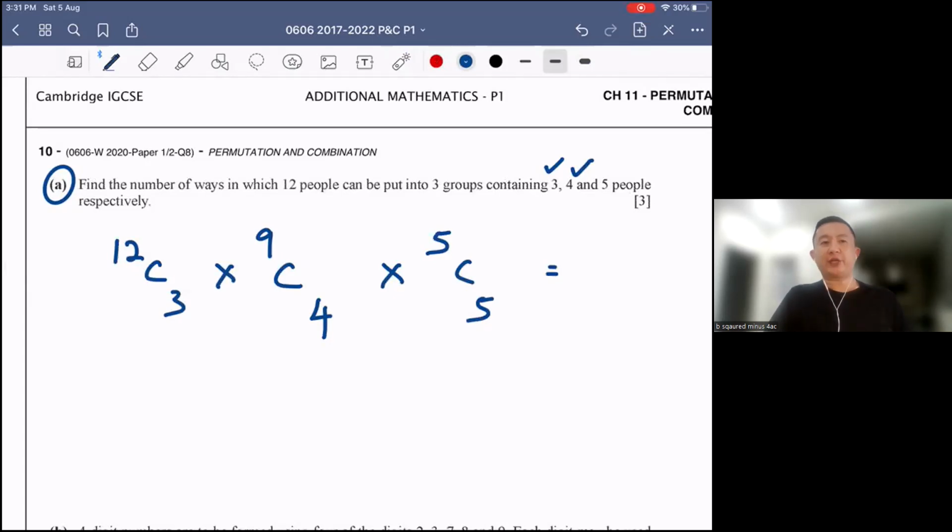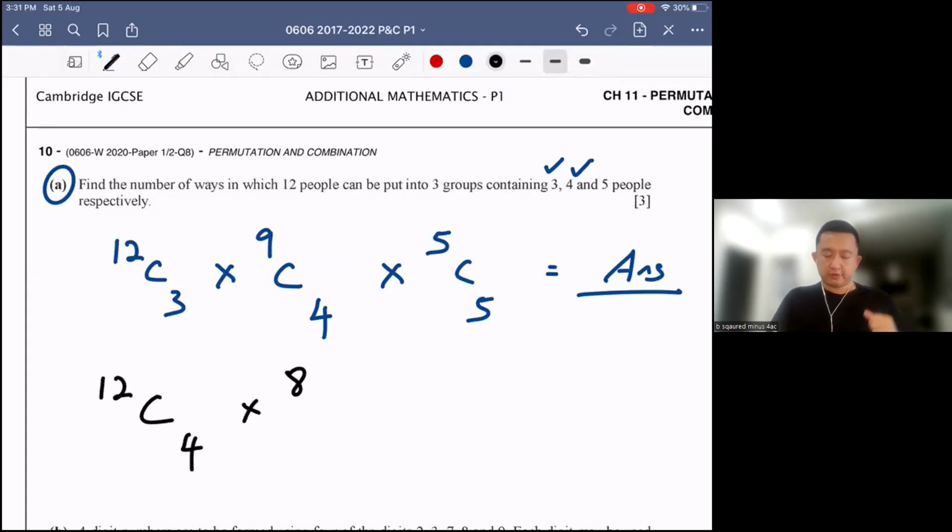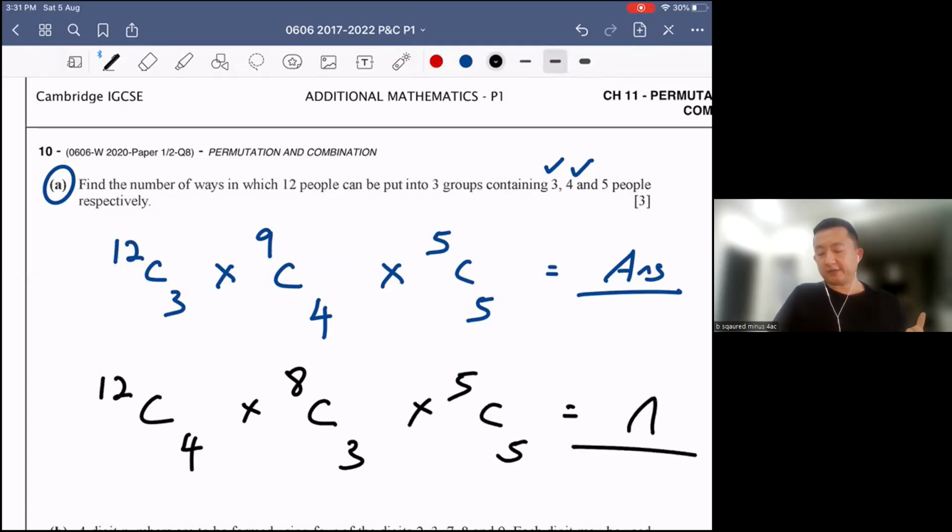But some of you argue, why do we have to select the 3-people group first? It's the same, no matter how you think about it. If you want to do it a different way, 12 people, you don't want to start with the 3-people group, then you can have 12C4, then you have 8 people left, and then you go for the 3-people group, then you have 5 people left, 5C5, you still get the same answer. That's all. Thank you.